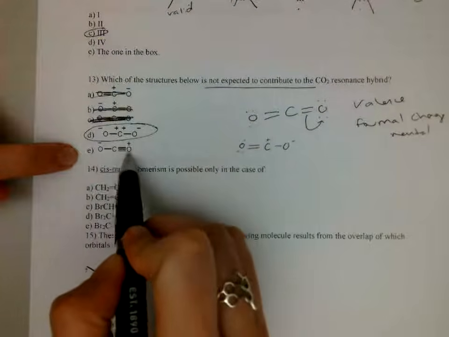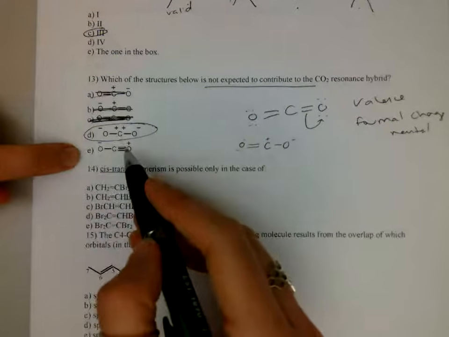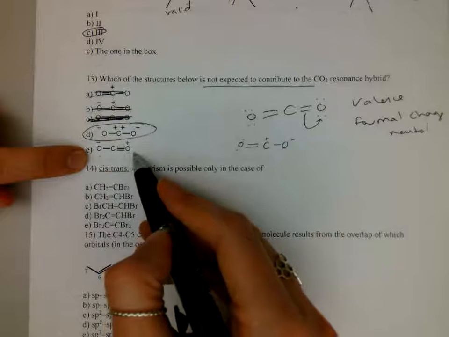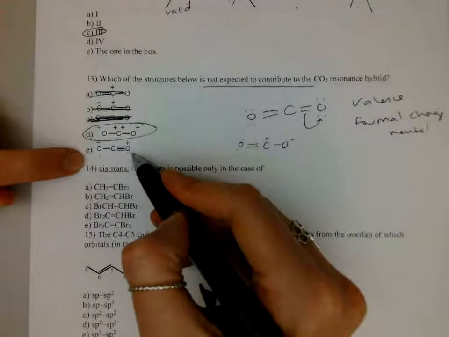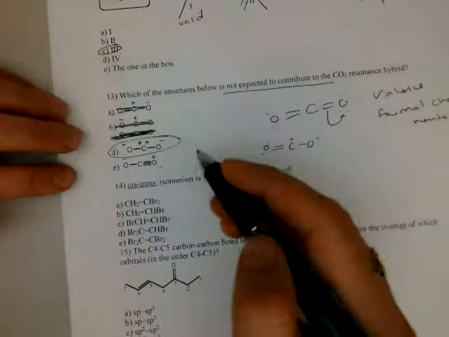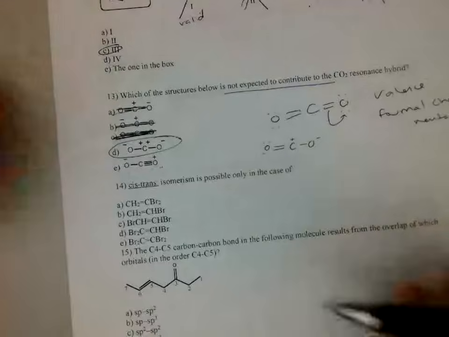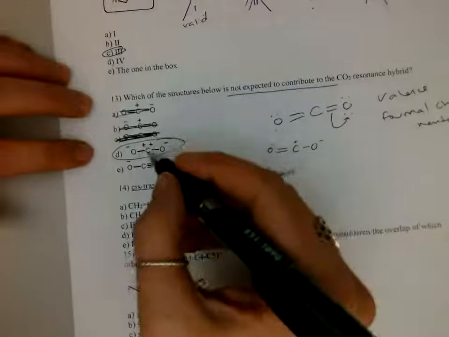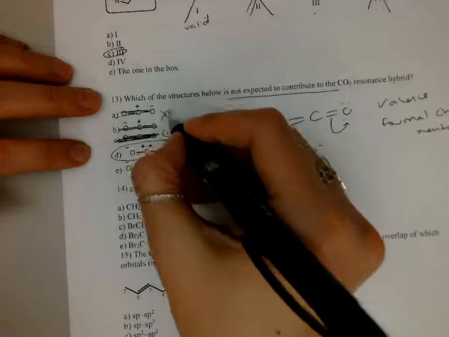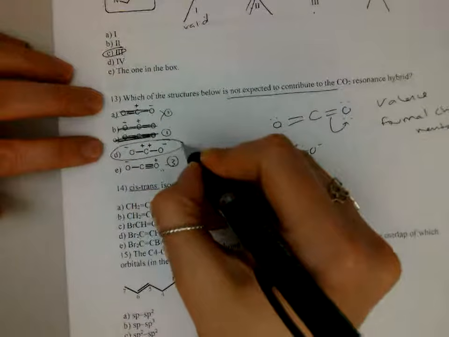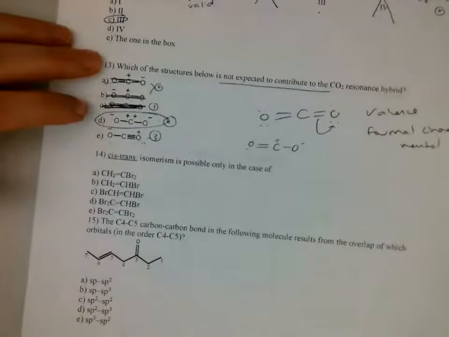This structure is interesting, but because there's less charges, only a plus and a minus, I think it would still contribute more than this. I don't think it would contribute a lot, but I don't know 100%. Positive charge on an oxygen is not as good as a positive charge on a carbon. So if I had to rank these, I would say this contributes the most, and then these 2, and then this in the 3rd place, and this not at all. So that's why I would go with answer choice D.